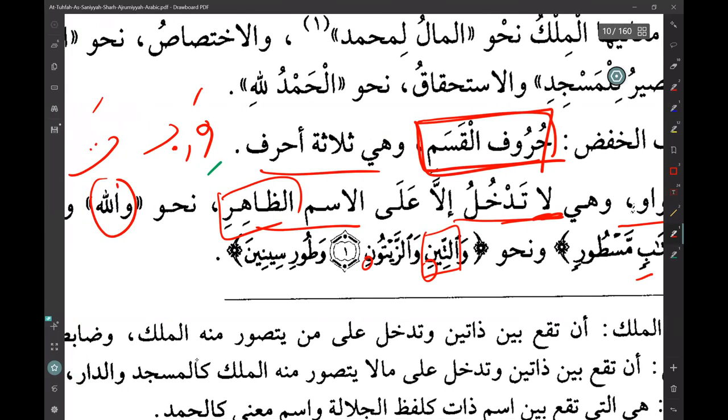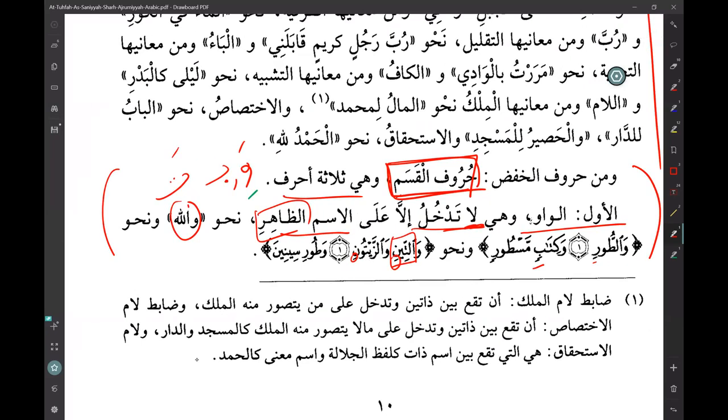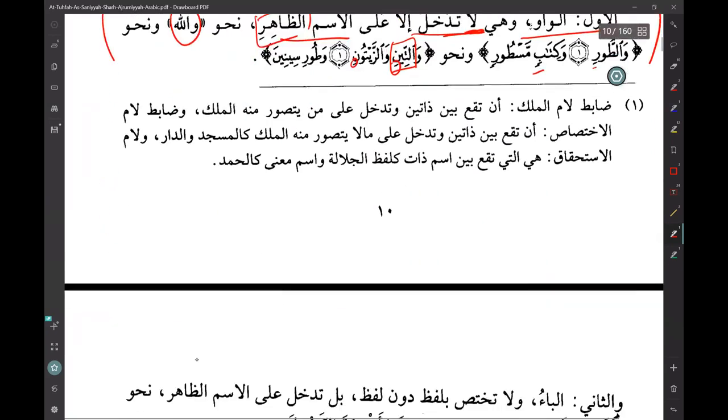So wow cannot come with anything other than a noun. When you use the wow qasam, it has to be a clear noun. Inshallah, please memorize this rule. Wow, you need a clear noun.